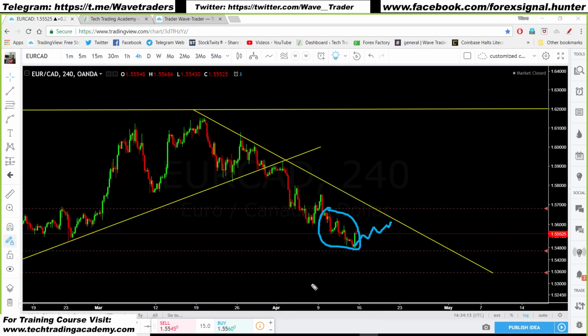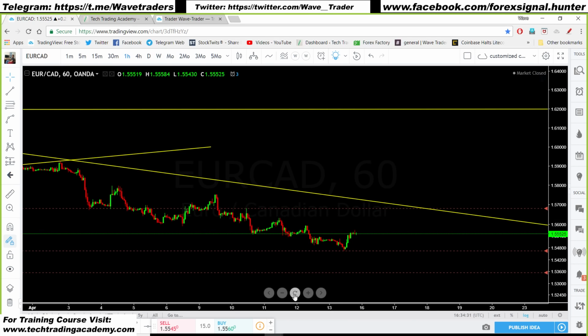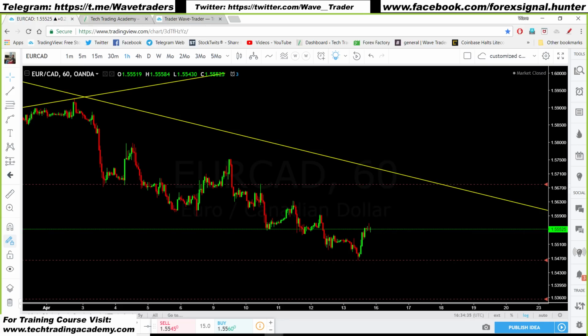Last week I was showing you that correction at this area. Price did not complete that correction and broke down. So look for this correction before you trade for further downside, for sell on the EuroCAD. For buy, watch for the breakup, continuation, and then look for it to go back up.